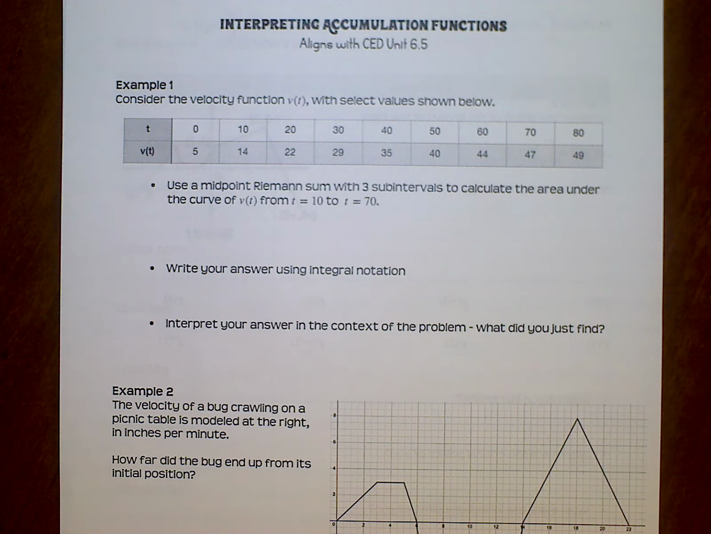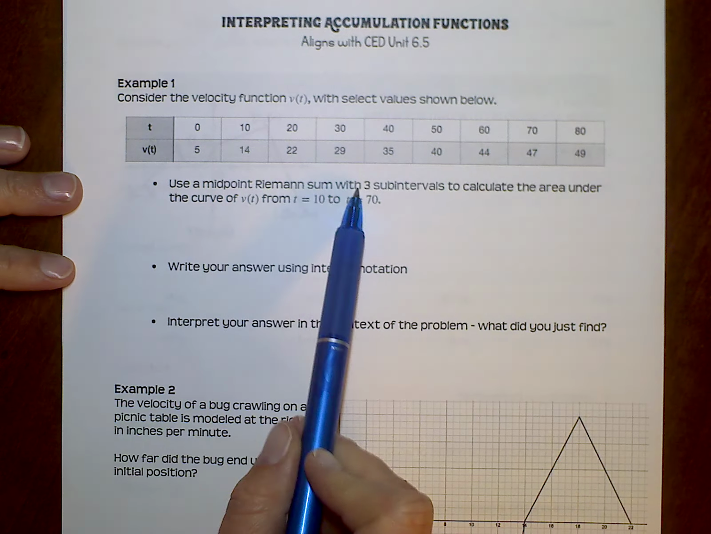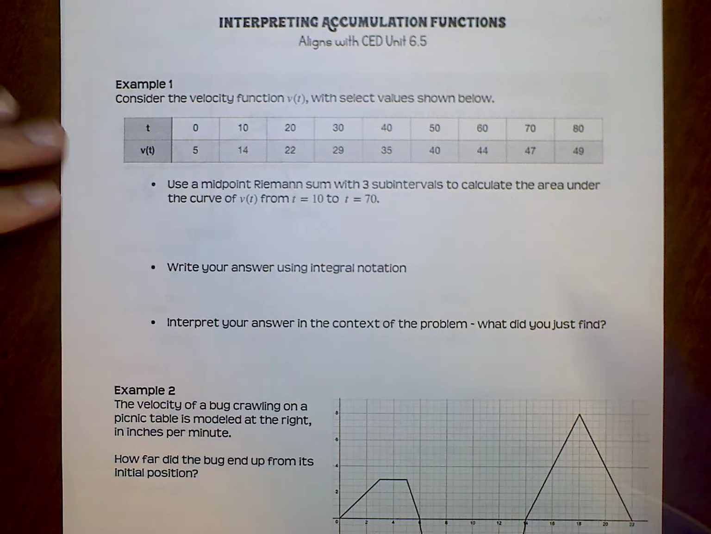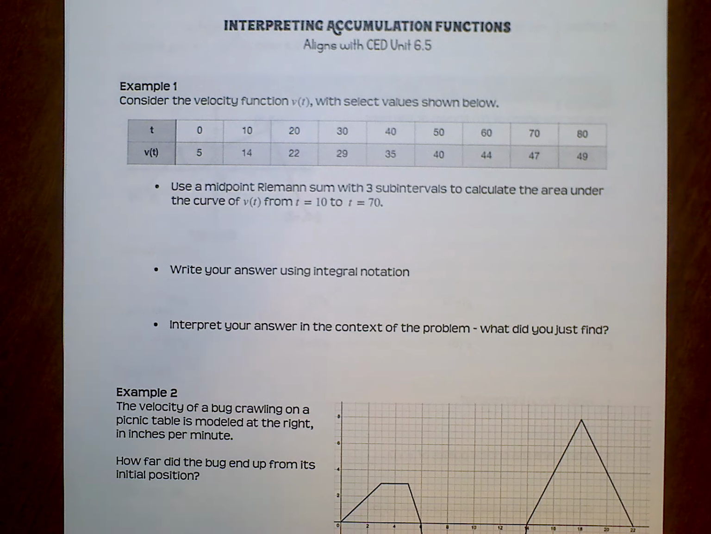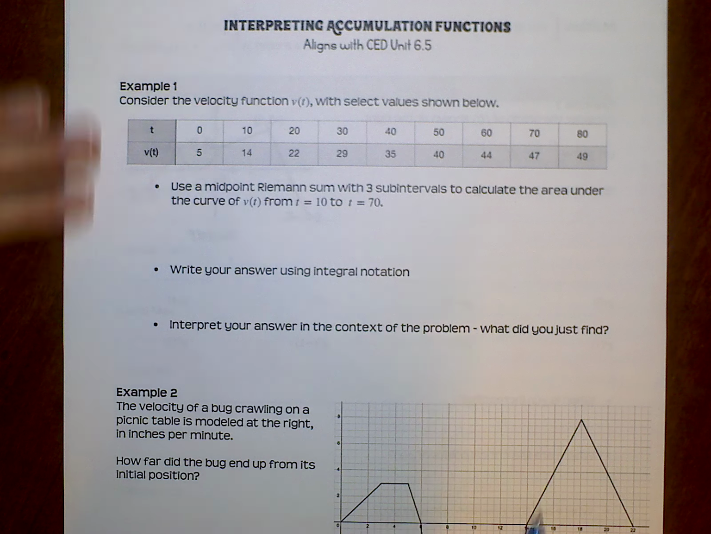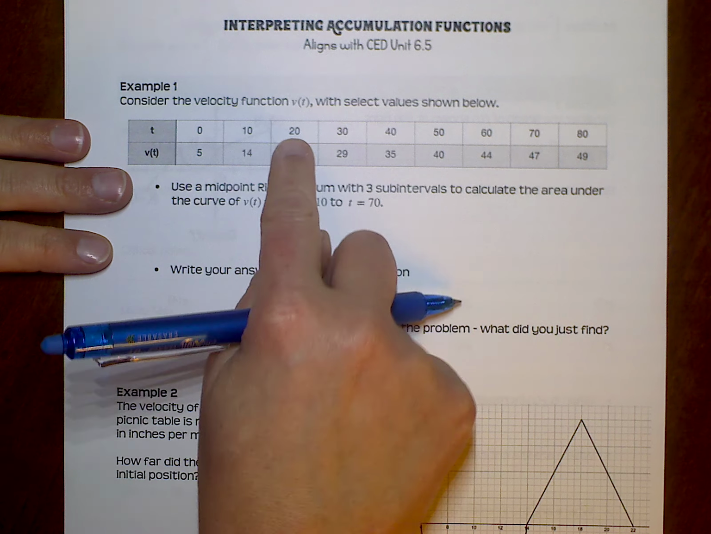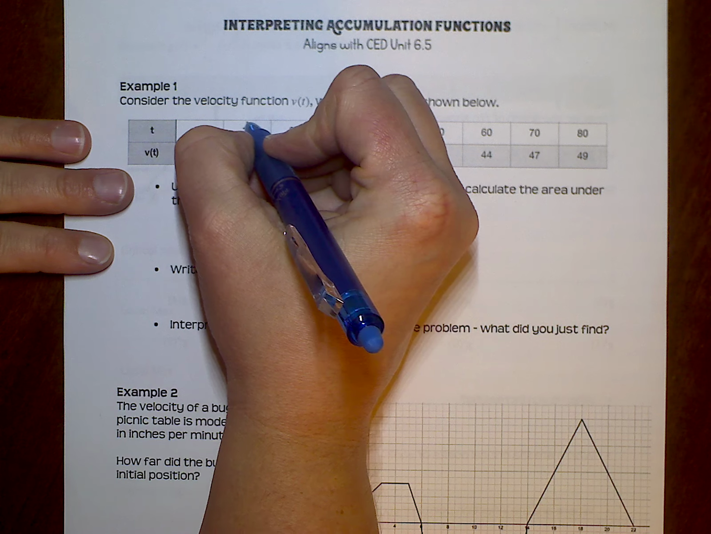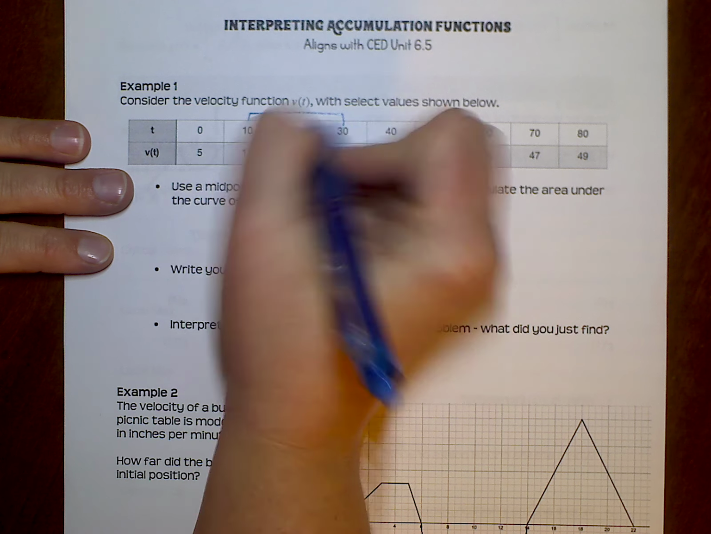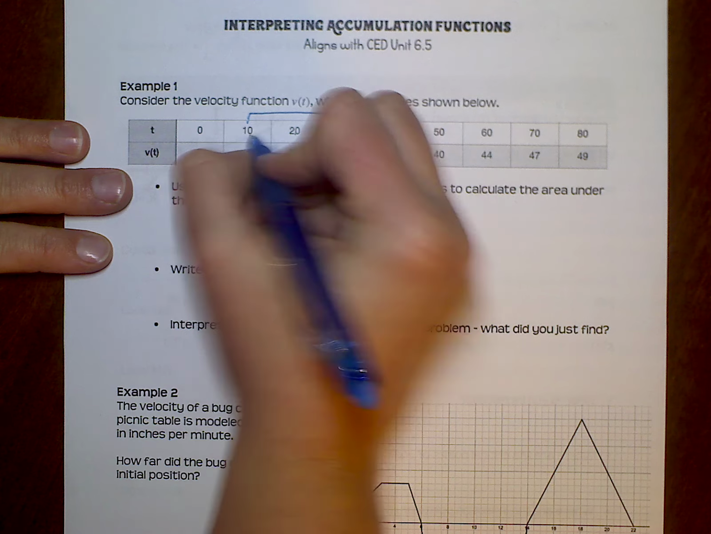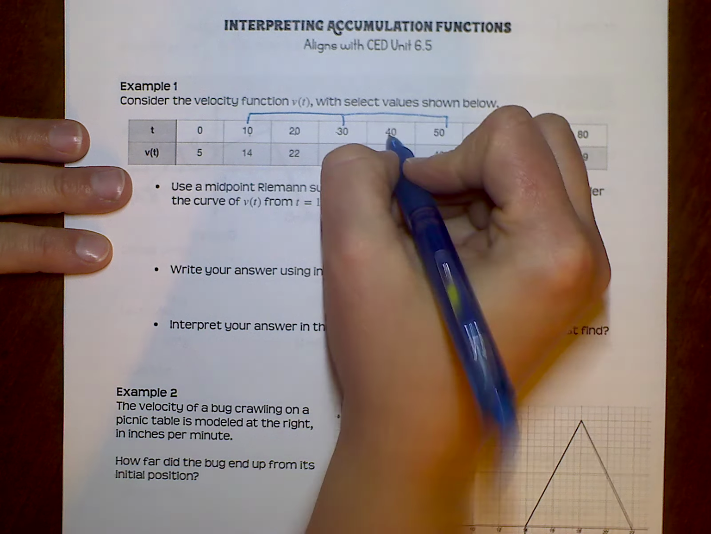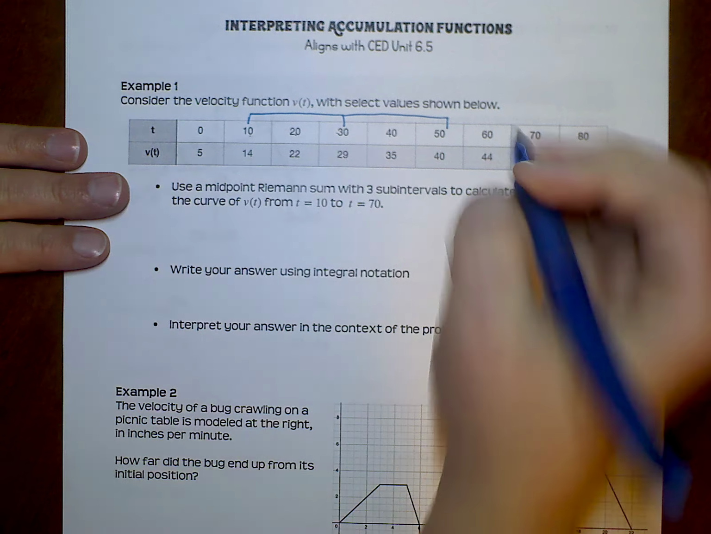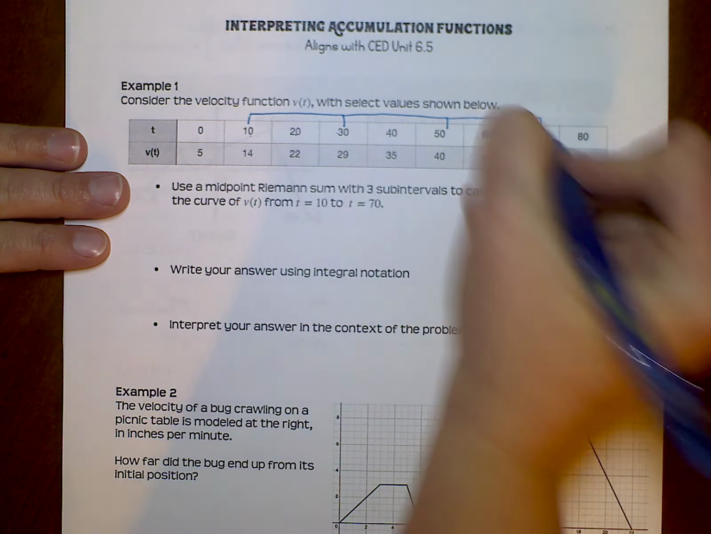But okay, so example one, we're starting with a velocity function. Says I want to use a midpoint Riemann sum. Notice that I'm only going from 10 to 70, so the 0 and the 80 I actually don't need. I'm starting at 10 and going to 70. And I'm doing a midpoint Riemann sum, which means when I make my intervals, I want to hop over a number in the middle. So I want one interval to go from 10 to 30, and you'll notice that 20 is the midpoint between 10 and 30. I want my other interval to go from 30 to 50. And again, you'll notice that 40 is the midpoint between 30 and 50. And then 50 to 70 with 60 as the midpoint.